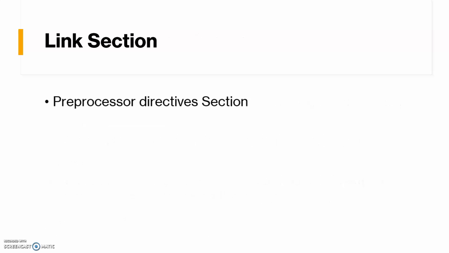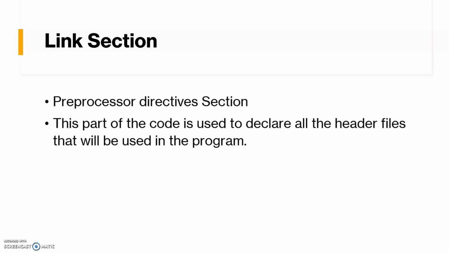The next one is the link section. This section is also called the preprocessor directive section. It helps us declare all the header files that we are going to use in our program. Header files include some basic inbuilt functions, and all the inbuilt functions are grouped as header files. We have predefined header files, and if you want to use them, you need to declare them in this part. Here you can see I have included #include <stdio.h>, which is one header file. Whatever header file you want to include, you can write here.